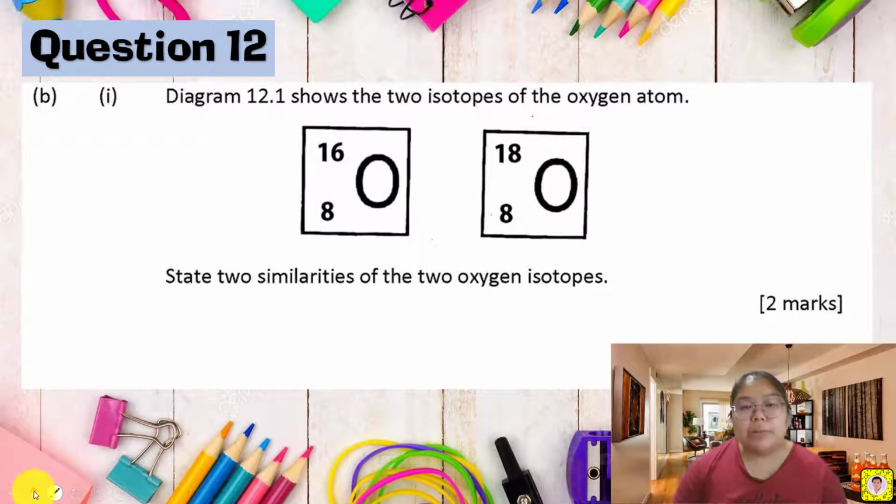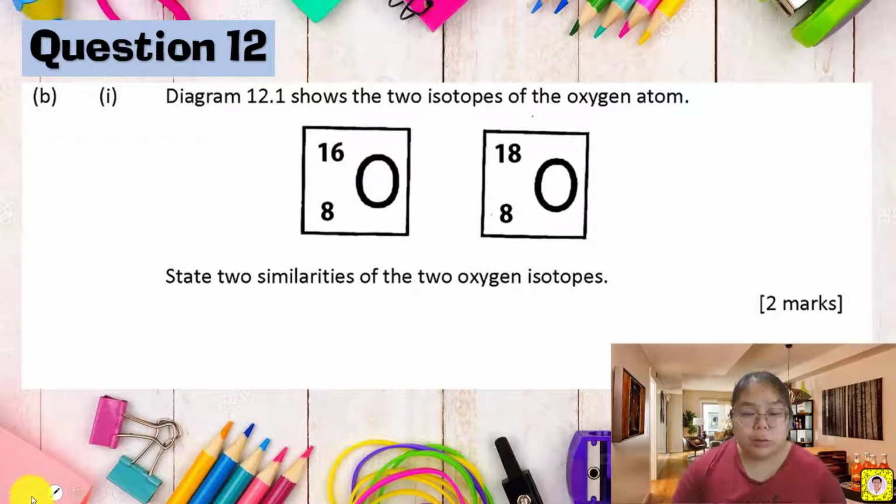Okay, now the diagram shows 2 isotopes of the oxygen atom. So 2 marks give 2 similarities of the 2 oxygen isotopes. First, we know both are oxygen atoms. This one is a similarity. Number 2 similarity, you can see the proton number. Both have the same proton number. You cannot say the nucleon number, because the nucleon number is different, since the neutron number is different.